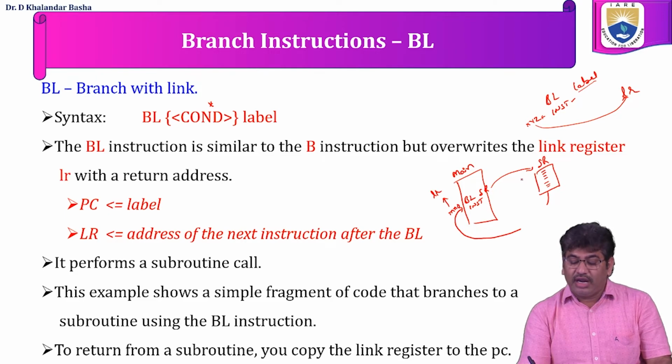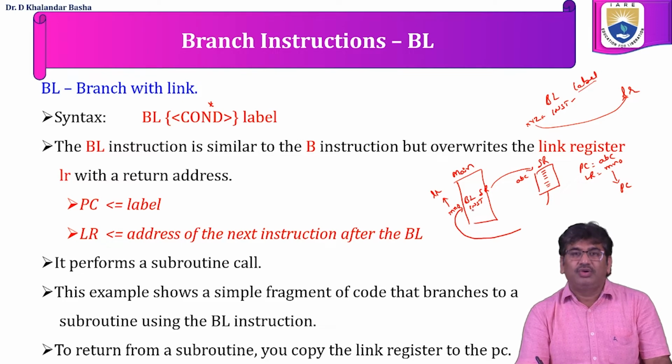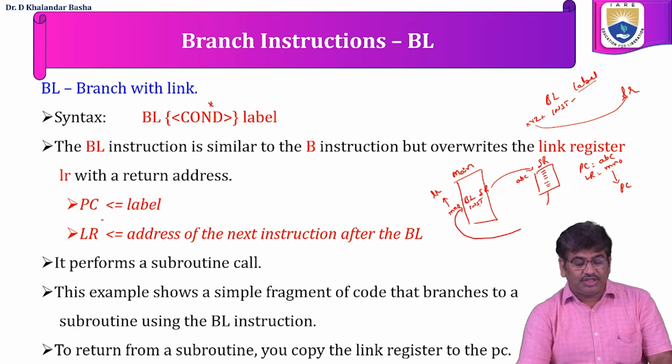And the address of the subroutine, here I have the address ABC. So PC is loaded with ABC and LR is loaded with MNO. ABC is the address of the subroutine. Once the subroutine is completed, when it is returning to the main program, the LR contents will again be loaded into PC, so that it will point to the instruction which follows the BL instruction. So the functionality of this instruction is that PC will be loaded with the label whichever is specified. The LR link register is loaded with the address of the next instruction after the BL instruction.